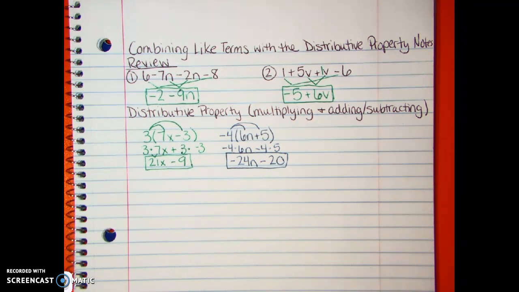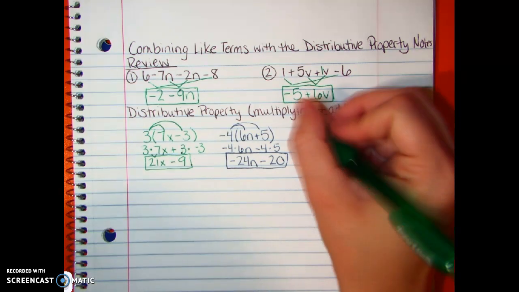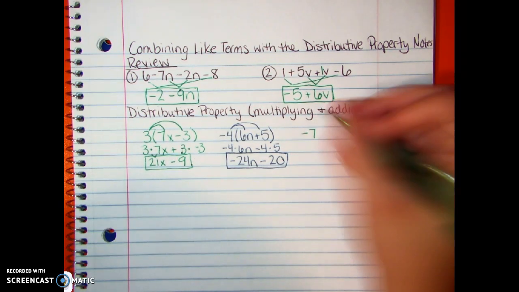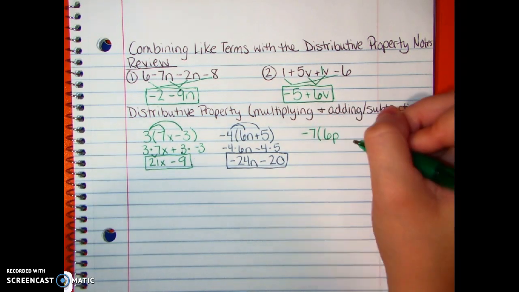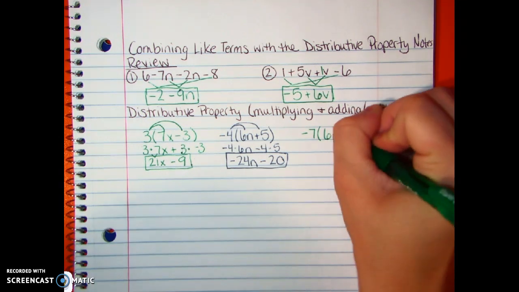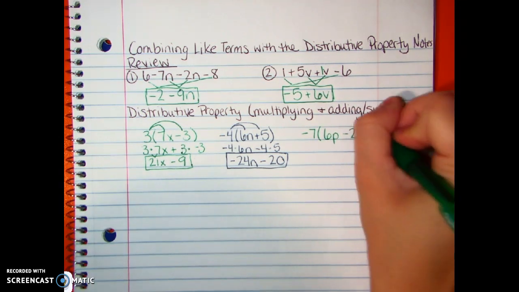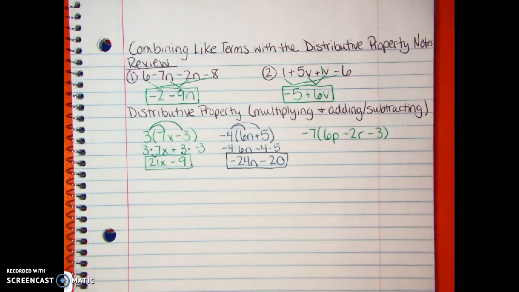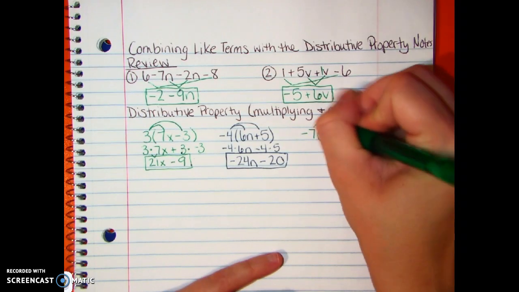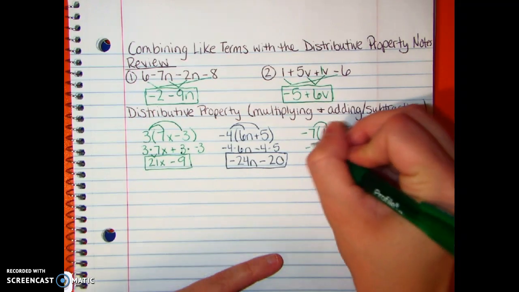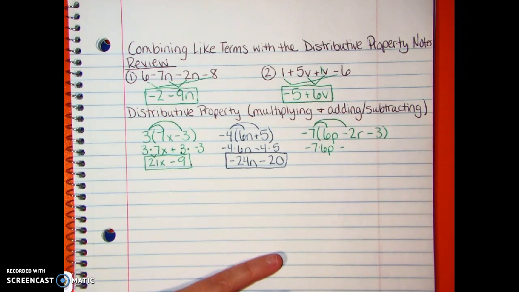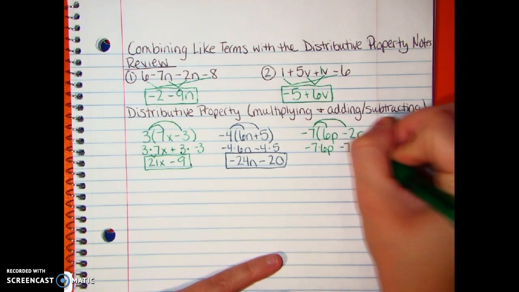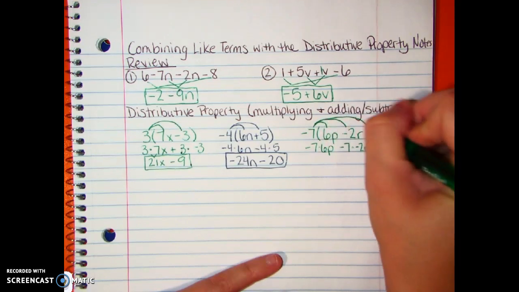Okay, let's try one more with just the distributive property. This one's going to have 3 terms inside of it. So let's do negative 7 times 6p minus 2r minus 3. So this time you're distributing 3 times. You're doing negative 7 times 6p, and then you're doing negative 7 times the middle term, which is negative 2r, and then you're doing negative 7 times negative 3.